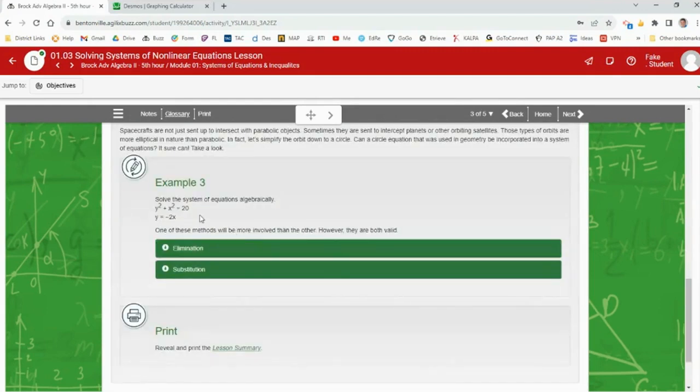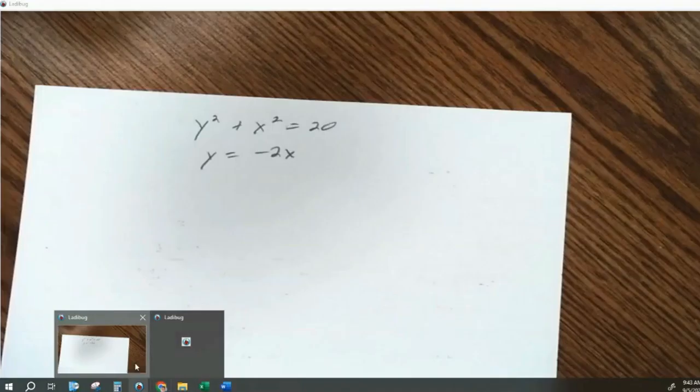Now, a system of equations with a circle. Y squared plus x squared equals 20, and y equals negative 2x. All right. We're going to do that one just because it's different. It's dealing with y squared in the equation. We have a linear equation and we have a circle. There could be 0 solutions. There could be 1 solution. There could be 2 solutions. Maybe that line doesn't go through the circle. Maybe that line just touches the circle right on the edge, or maybe it goes through the circle. So we should have 0, 1, or 2 solutions as our options here.